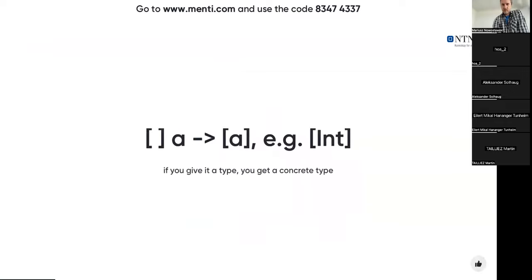Perfect. So then we have, if you give it a type, you will get a concrete type, right? So if this is the type constructor, because if I give it a concrete type as a parameter, I get a concrete thing. This is like a pseudocode because it's a star into star, right? So for example, this is a type. A list of ints, it's a type, right?